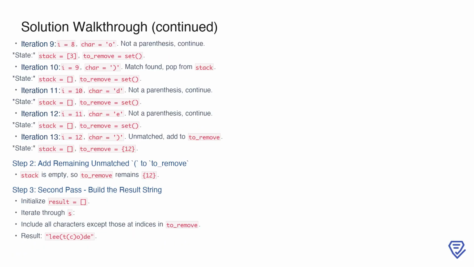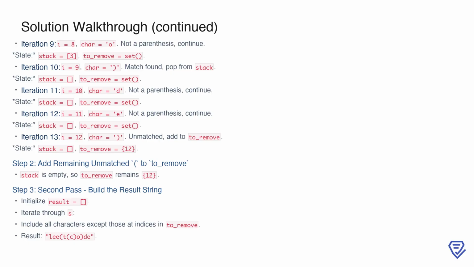As we continue, we process more characters like o, which are not parentheses, leaving the stack and to_remove unchanged. At index 9, we encounter another closing parenthesis. Since the stack has an unmatched opening parenthesis at index 3, we pop the stack again, resolving this match as well. Now, the stack is empty, meaning all opening parentheses so far have been matched. We continue iterating through the string, skipping characters like d and e. Finally, at index 12, we encounter an unmatched closing parenthesis, since the stack is empty. This index is added to to_remove.